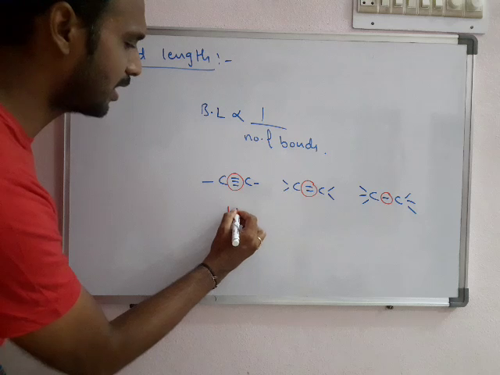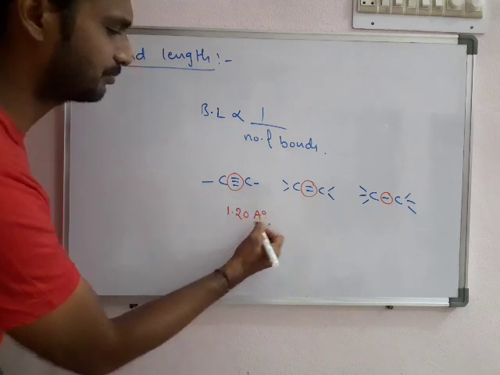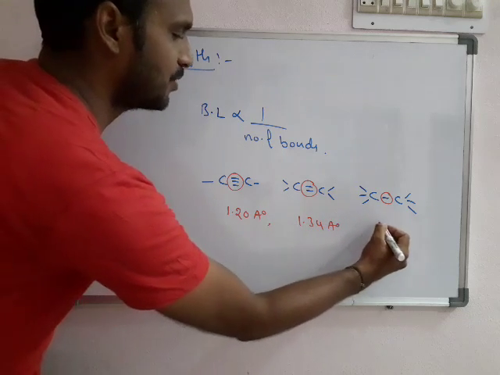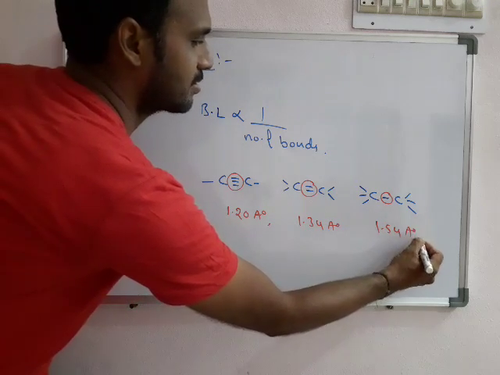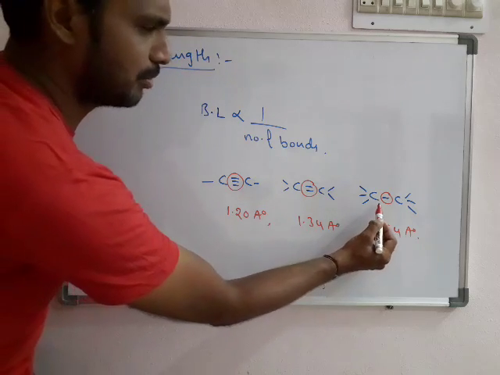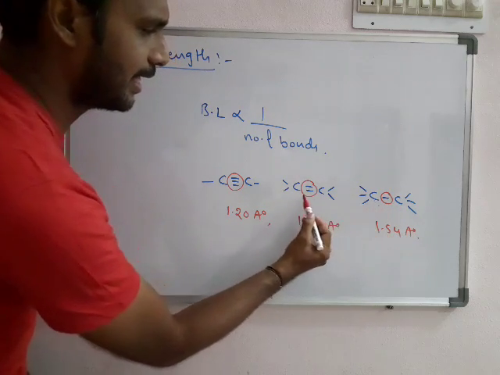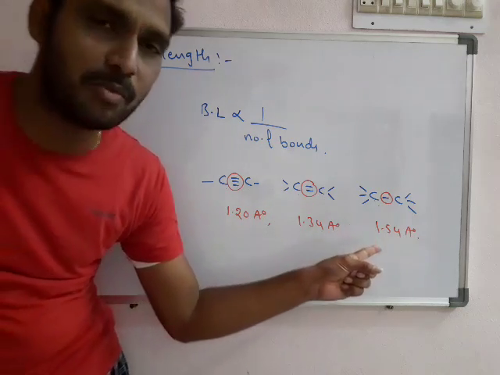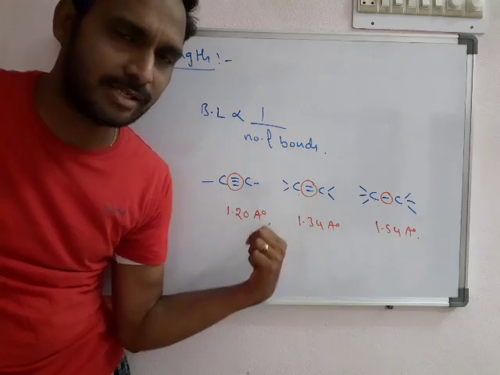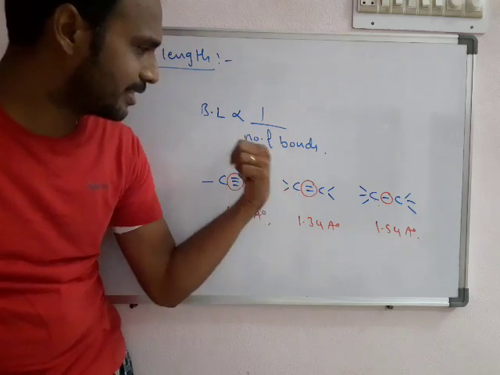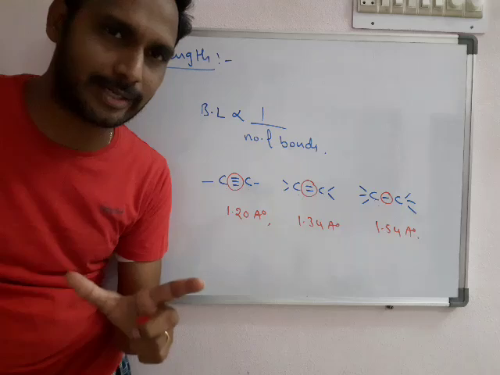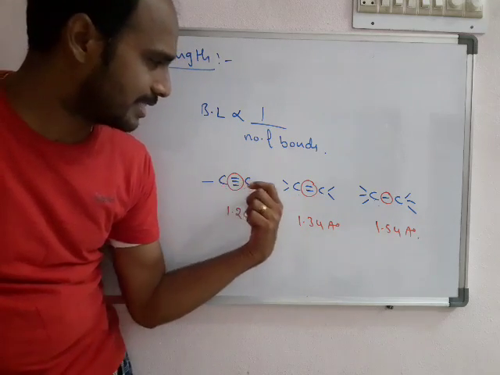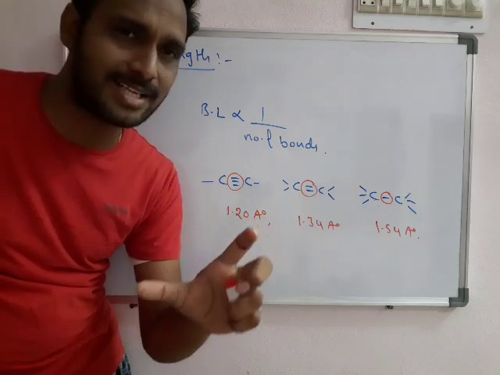Here the bond length is 1.20 angstrom. In the double bond it is 1.34 angstrom, and here it is 1.54 angstrom. Here there is two-carbon bonding, here also, and here also, but here a single bond is present, here a double bond, here a triple bond. As the number of bonds increases, bond length decreases between the two atoms. In the comparison we must look at the same atoms. We are discussing the C-C bond as the example.